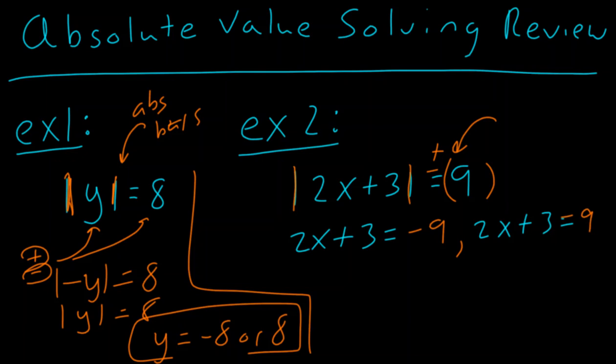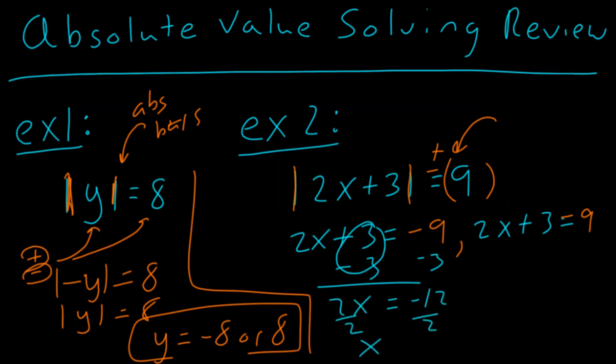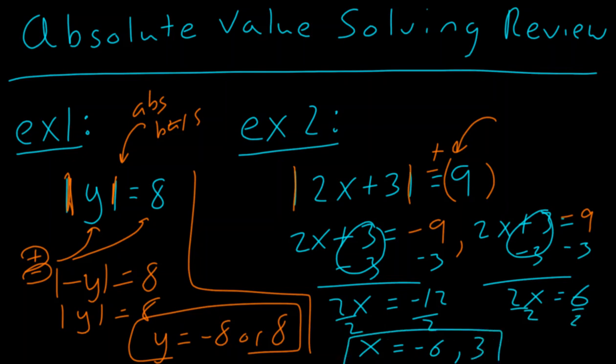Now from here, we'll just follow all of our solving rules. So we'll subtract 3 from both sides. Of course, negative 9 minus 3 is negative 12. And then we'll divide both sides by 2. And here we get x is equal to negative 6. And over here, we can subtract 3 from both sides, and we'll get 2x is equal to 9 minus 3, which is 6. We divide both sides by 2, and 6 divided by 2 is positive 3. Okay, so here are two examples of where we can see absolute value having two solutions.